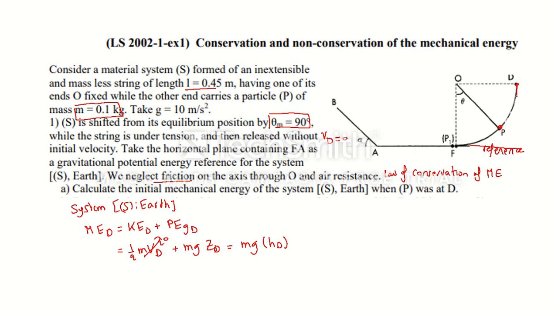And here the height, if you notice, this is the height D, which is the same as this part, and this is the length of the string, which is equal to 0.45 meter. So it will be equal to m g times L, and we have all the numbers, so it will be equal to 0.45 joules. This is for the first question.